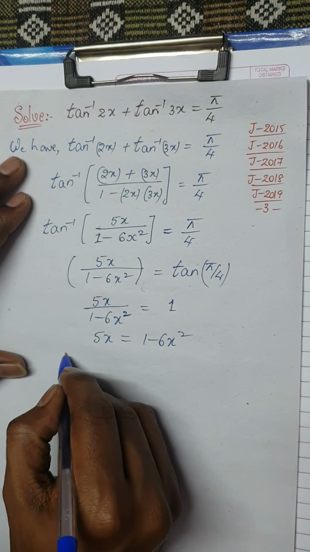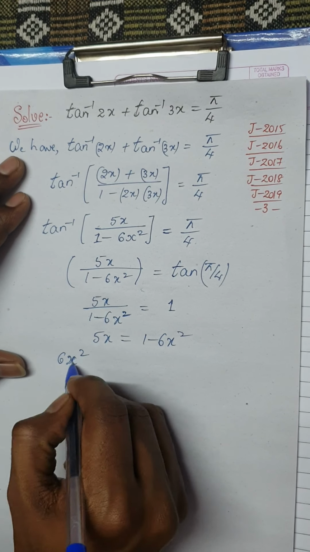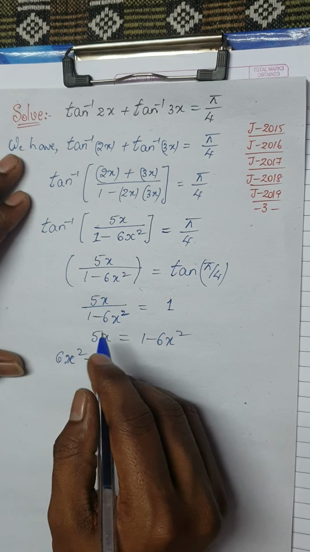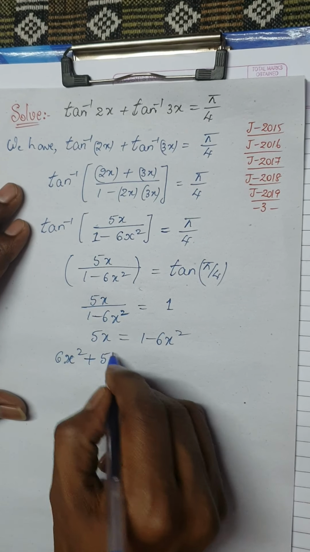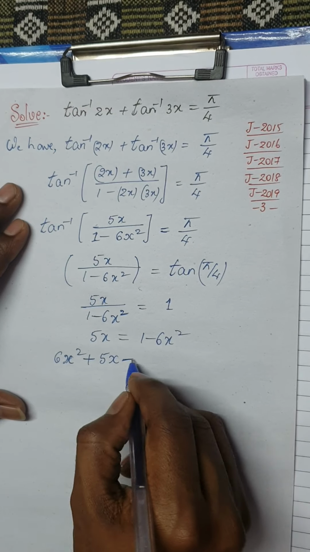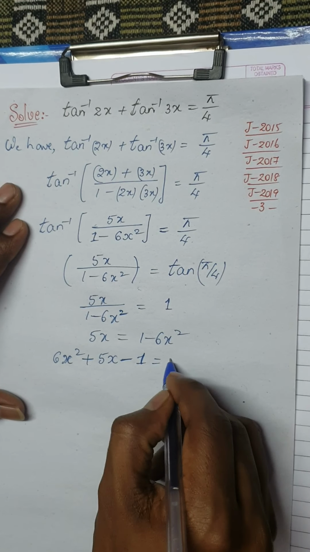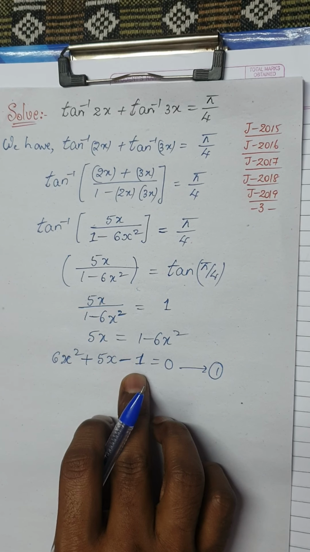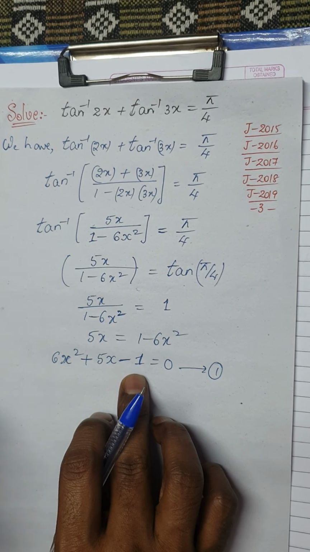If you bring the term to the left hand side, I am going to get 6x square plus 5x, which is already here, and when 1 is brought to the left hand side it becomes minus 1. This is nothing but 0. So this will be my quadratic equation which I have to solve.